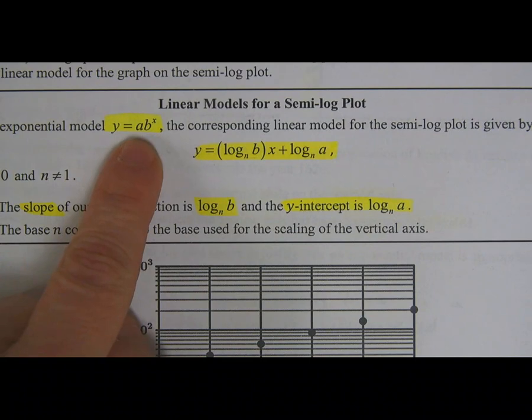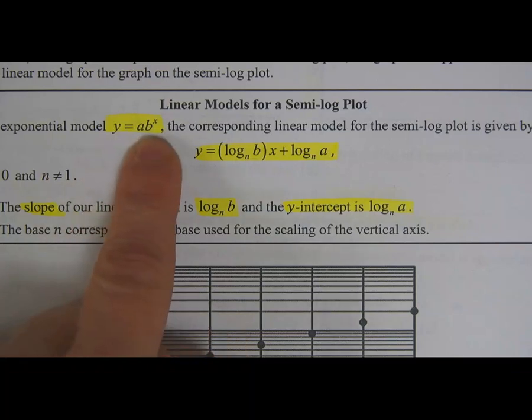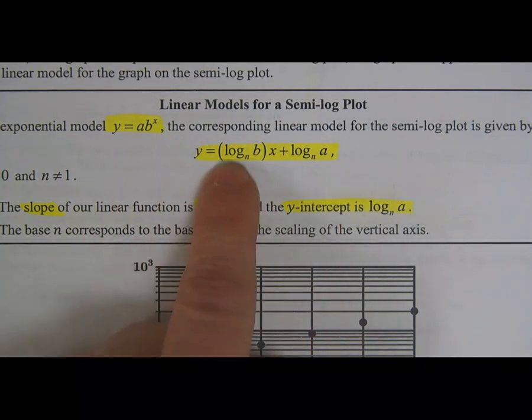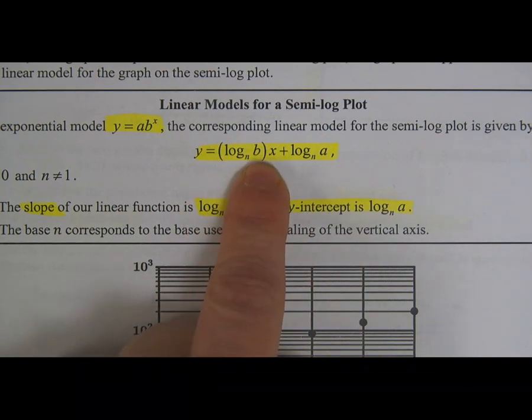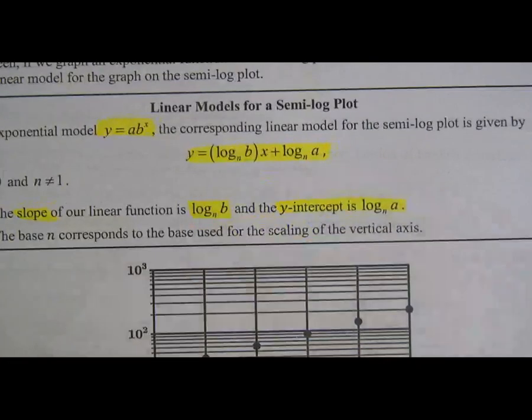If you know your exponential model, you know the starting value, which is a, you know the rate at which things are growing, which is b, then you're just going to be able to rewrite it in this form of y equals mx plus b by taking log base n of b times x plus log base n of a. And I promise I'm going to show you that right now in example 5.